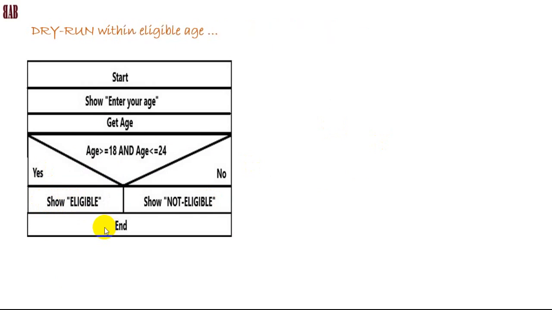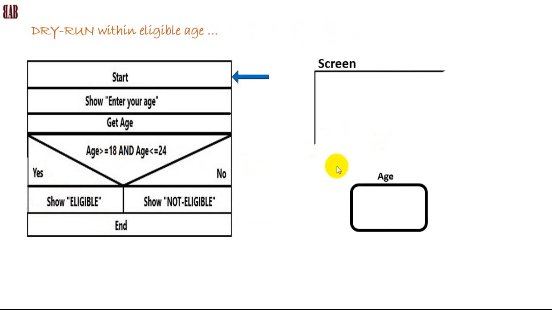Now let's try with another number, some number in between 18 and 24. So let's again have the two screen and the variable. Start, enter your age, message comes, wait for a number, so you type some number, say 20. 20 is within 18 and 24, so it should be eligible. The age variable will become 20, then you go to the condition: age is greater or equal to 18, yes, 20, yes, and age is less or equal to 24, 20, yes. So this evaluates to a true or a yes. So it goes here and says show eligible, it comes up, and then you terminate, end.